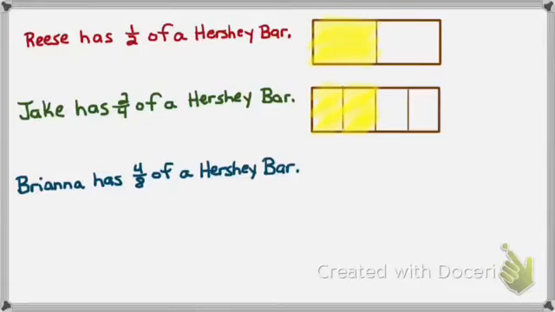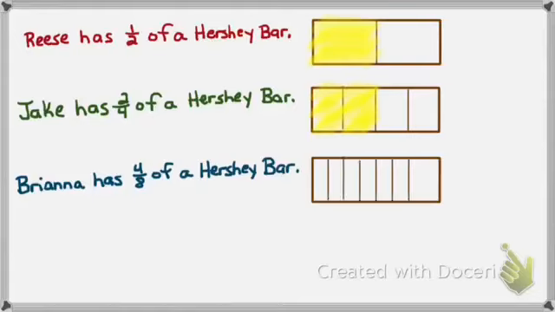Brianna has 4/8 of a Hershey bar. Well, here's Brianna's whole Hershey bar. The denominator, 8, tells me how many pieces it takes to make a whole. So it takes 8 pieces to make a whole Hershey bar for Brianna. Let's separate this Hershey bar into 8 pieces. Brianna has what the numerator says, which is 4. So let's highlight the 4 pieces that Brianna has. So that's Brianna's 4/8. She has 4 of the 8 pieces it takes to make a whole Hershey bar.